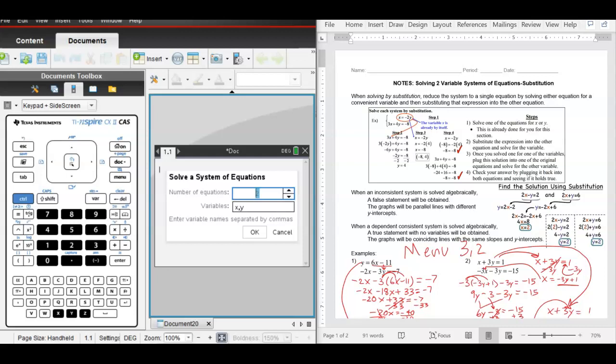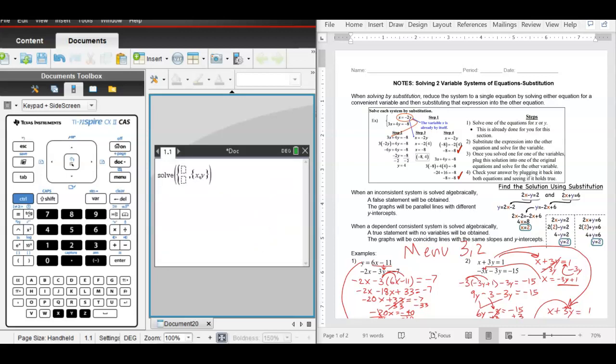Okay, now this is asking you how many equations there are. Some systems of equations have 3 equations or more, but we just have 2 equations, so that's good. And if the variables are x and y, that's pretty standard, so you can just press OK, all right?